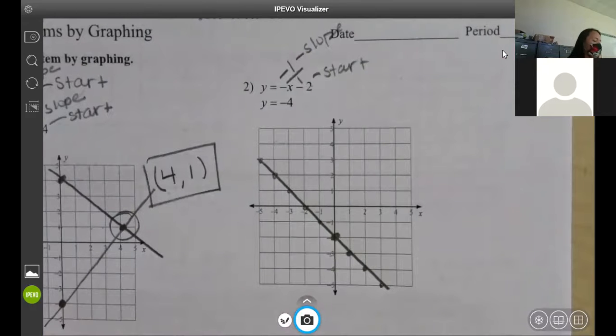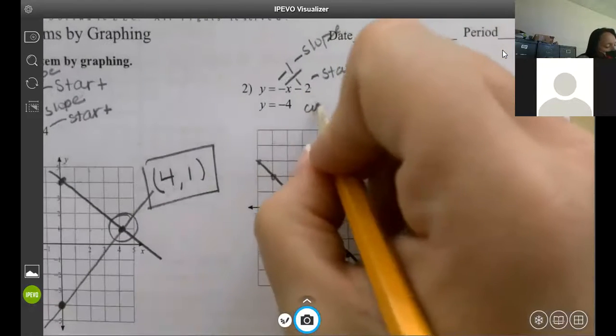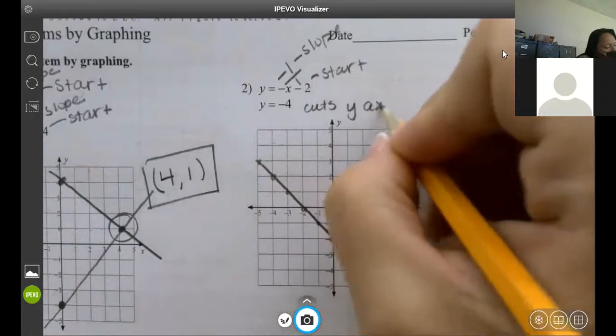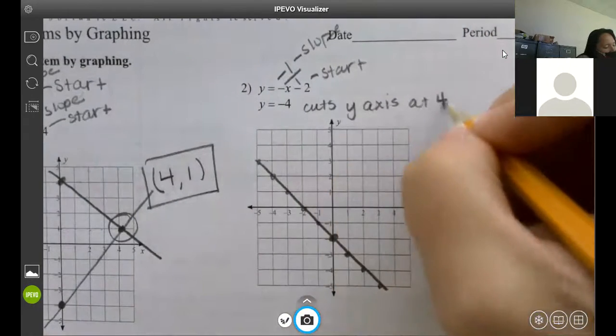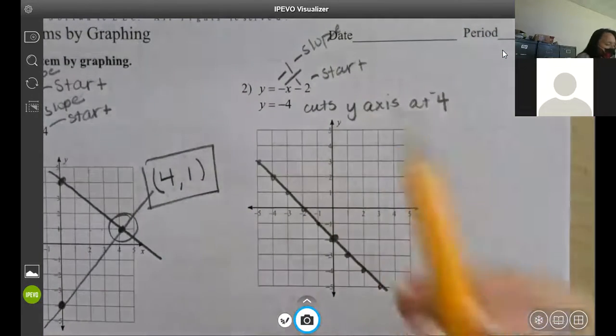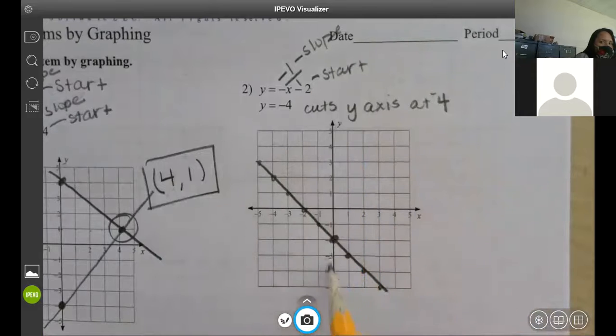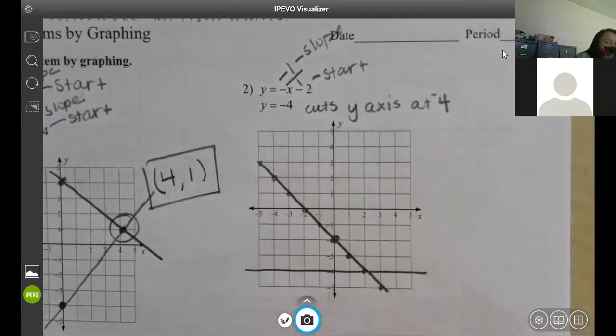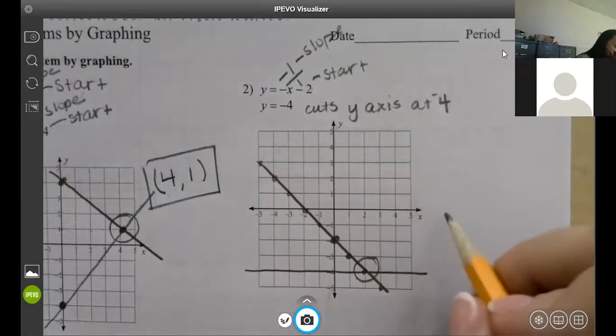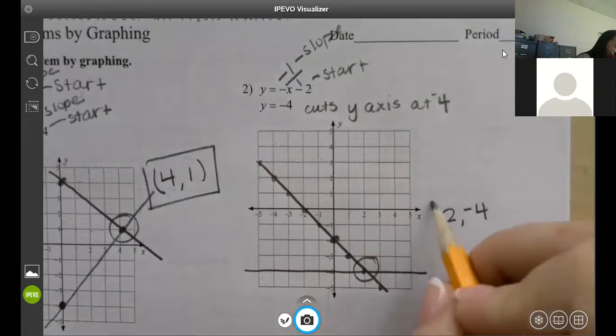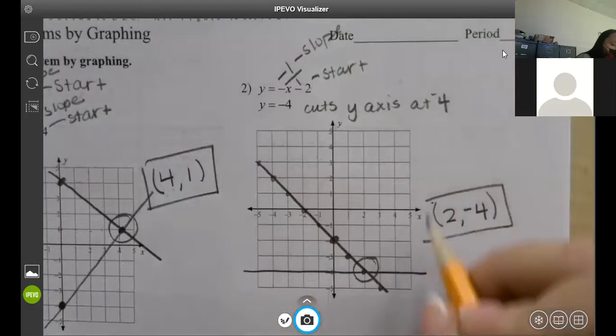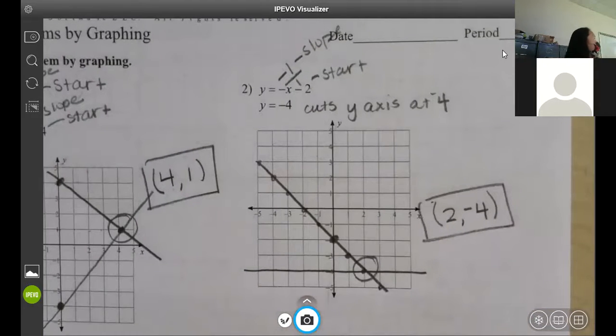And then the other one, if it's y equals -4, that means that it cuts the y-axis at -4. So here's the y-axis. Here is -4. So it's going to look like this. Where they cross is your answer, and that coordinate is (2, -4). That's it. So by hand, it's not bad. Okay, so graphing it by hand is not bad. It does get easier in Desmos.